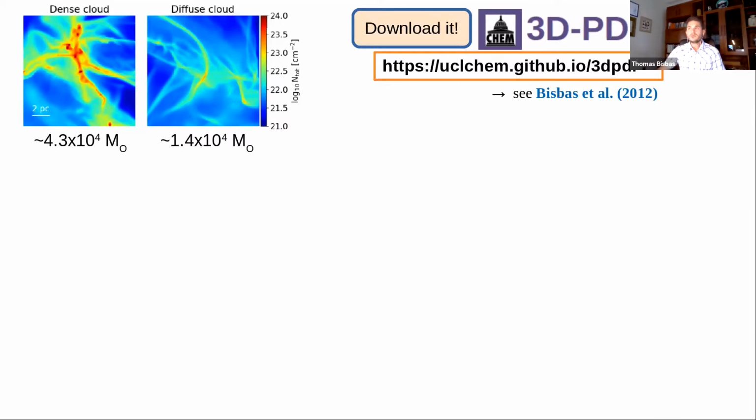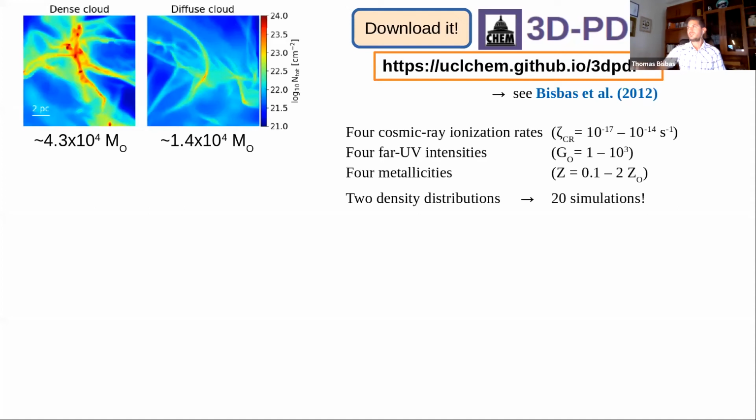And what we have done was to take these 2 clouds and, using the 3D-PDR code, embed them in many different combinations of ISM parameters. We actually used 4 different cosmic ionization rates in the range of 10 to the minus 17, which is the average galactic one in the Milky Way, up to 10 to the minus 14, which we meet in the galactic center and also in the early universe.